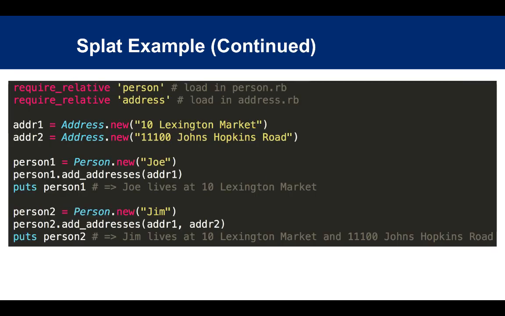So how would you use that? You would load in the Person class and the Address class, and let's say you instantiate address1 and address2 just by passing in the string of where they live. Then you have a Person object, and you could say add_addresses. In this case, you just pass in one address, so it ends up being an array with one address in it. But you could also pass in two addresses: add_addresses address1, address2, and internally it becomes an array because you're using the splat syntax.